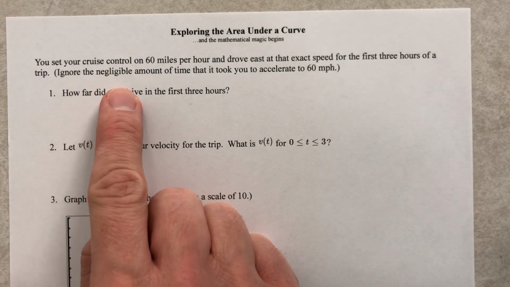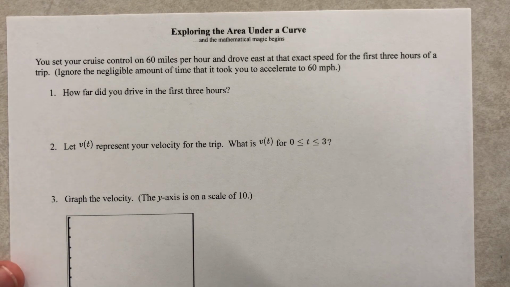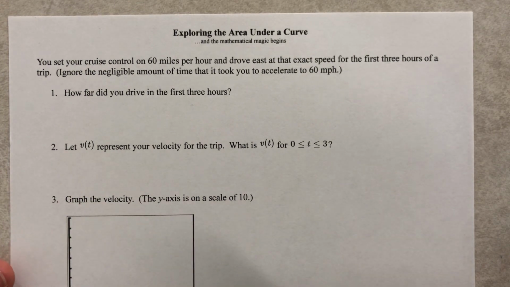So let's just ignore the time that it took you to accelerate. That's just negligible. Negligible means just not worth counting. So let's just assume that magically you defy the laws of physics and boom, you're going 60 and you drive exactly east. I'm going east because I kind of want to prove a point about how your direction implies distance, velocity, that sort of thing. We'll deal with that later.